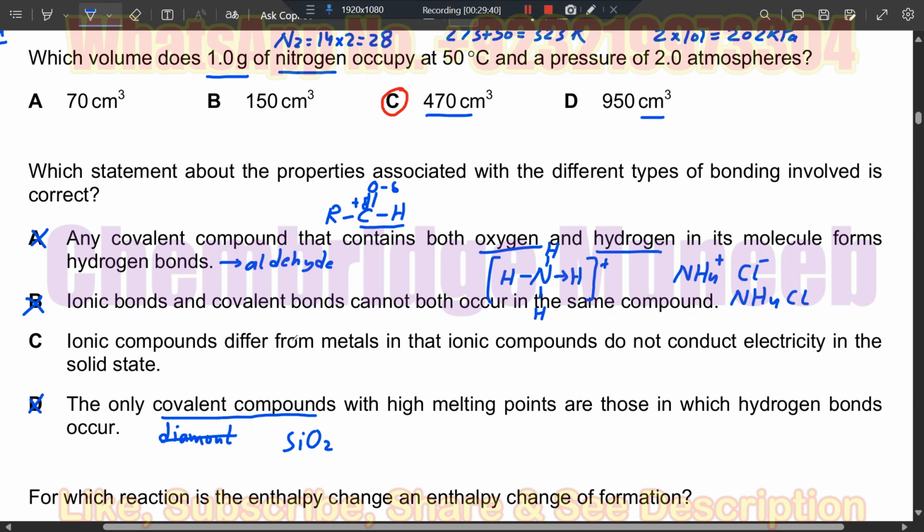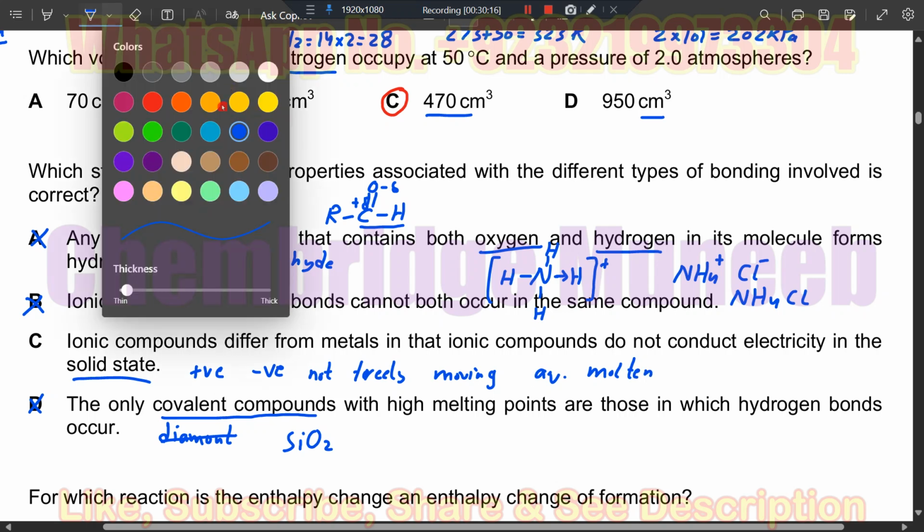And C says the ionic compounds differ from metals in that ionic compounds do not conduct electricity in the solid state. Yeah, that is correct, because in the solid state the ions' movement is very restricted. They are very strongly bonded through ionic bonds with each other. The positive ions and negative ions are very strongly bonded, and as a result they are not freely moving in the solid state, but when they are in the aqueous or molten form they can conduct electricity. So yes, C is a right option.